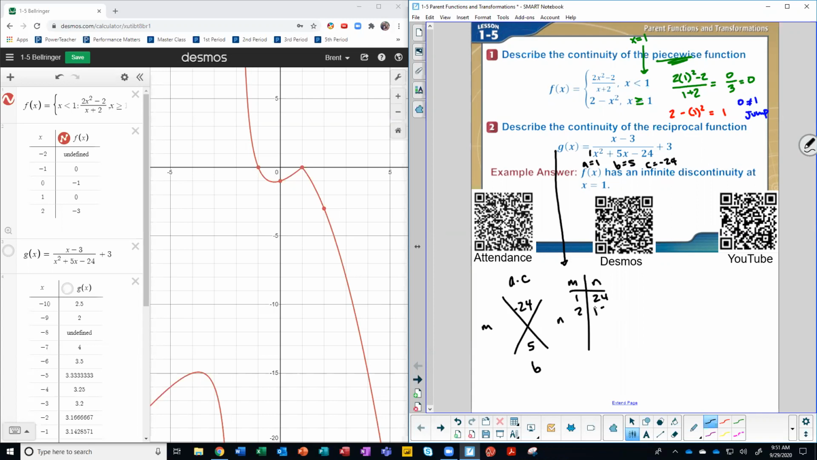Could be 2 and 12. Could be 3 and 8. Or it could be 4 and 6. Those are the only sets of numbers that can multiply to be a positive 24. Which ones of these can somehow be combined to make a 5? 8 and 3. Okay, so specifically, how can 3 and 8 become 5? Negative 3 and 8. Okay, so 8 minus 3, I agree with that.